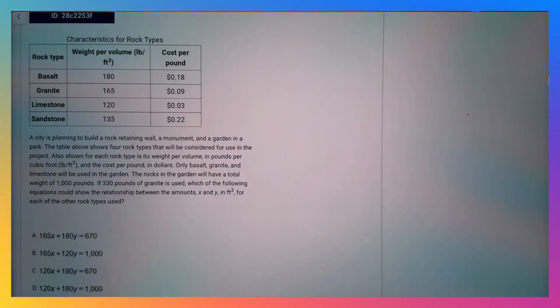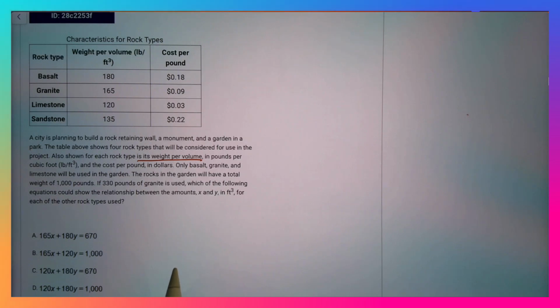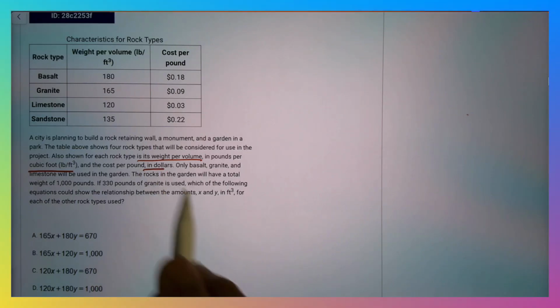Also shown for each rock type is its weight per volume. That's the second column here. Weight per volume in pounds per cubic foot, and the cost per pound in dollars.